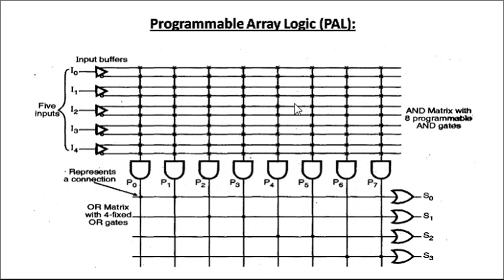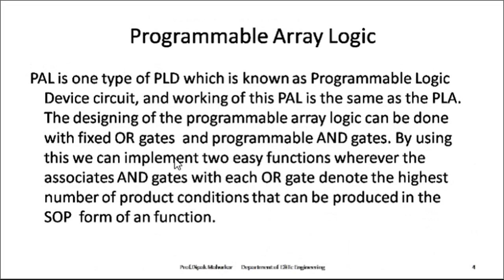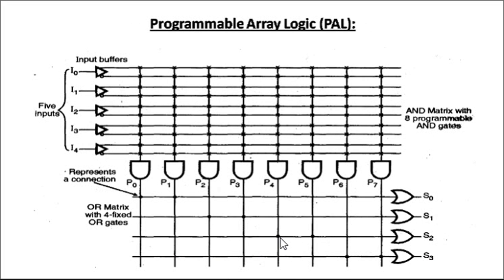See, in the PAL, what is the arrow, where is the dot? What we are saying is a fixed OR gate. So the fixed OR gate here is marked as a dot. A dot indicates a fixed connection. It is non-programmable. And here we are marking the cross. It is programmable. Okay, so 5 inputs are defined, right? And with respect to them, the OR gate is drawn.